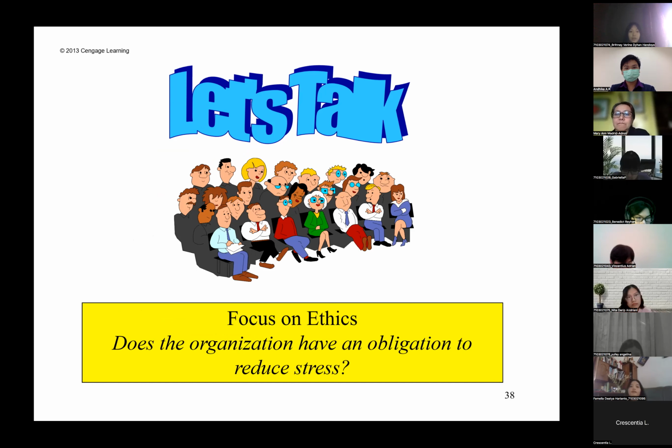Thank you. Okay. So directly, there is no rule saying such, but indirectly, when you talk, for example, about the provision of a good working environment, that's the obligation of the company. In relation to the provision of a good working environment, that would indirectly have some effect also on dealing with the stress of the employees. Okay. Other thoughts from the other classmates?